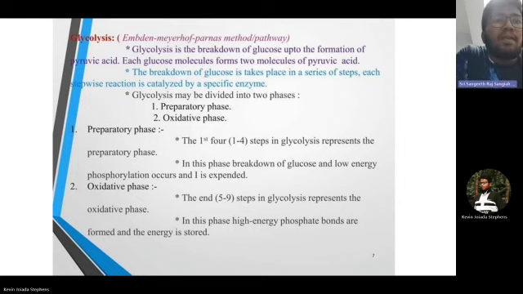Preparatory phase. The first 1 to 4 steps in glycolysis represent the preparatory phase. In this phase, breakdown of glucose and low energy phosphate occurs, and energy is expended. Oxidative phase. The remaining steps in glycolysis represent the oxidative phase. In this phase, high energy phosphate bonds are formed and energy is stored.